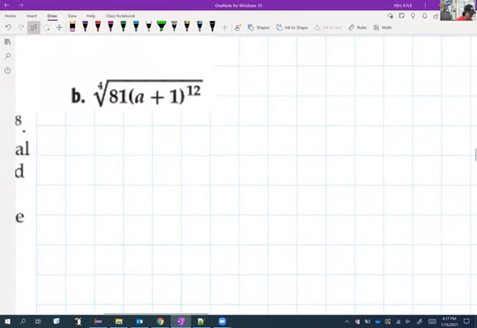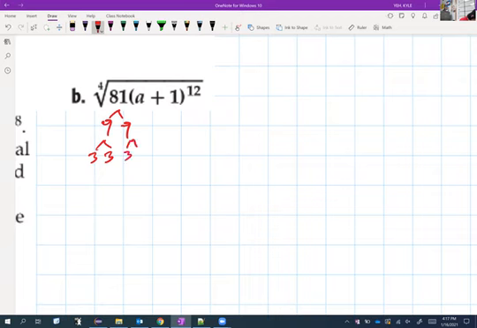Similarly, right here, if you look at it, we've got the 4th root of 81 times quantity a plus 1 to the 12th. 81 is 9 times 9. 9 is 3 and 3. We're looking for groups of 4, and I dare say we found a group of 4: 3. Then a plus 1 to the 12th power, and we're looking for groups of 4. So we have 12 of them, looking for groups of 4. 4, 8, 12. We can find 3 groups of 4. A plus 1 to the 3rd power.